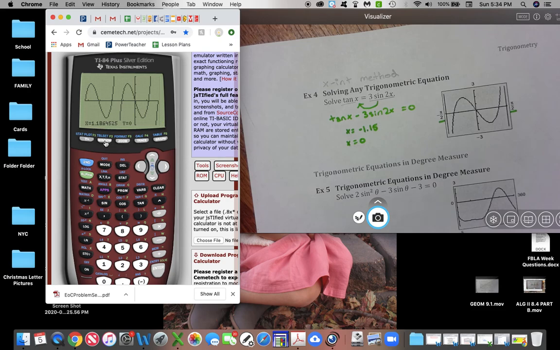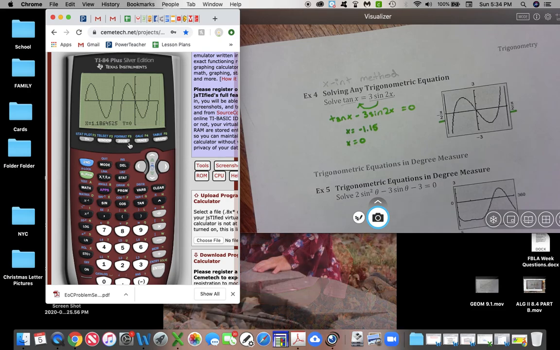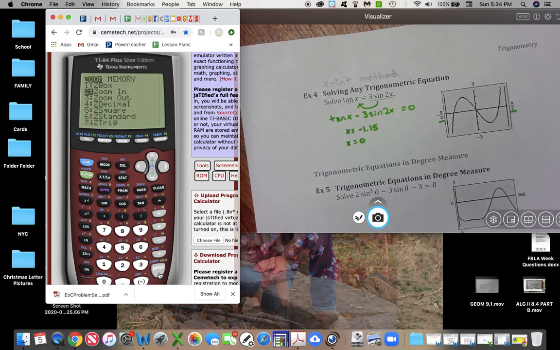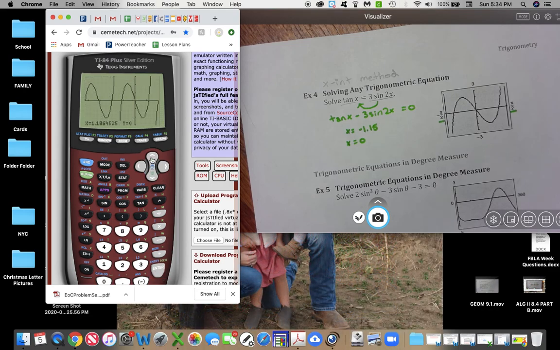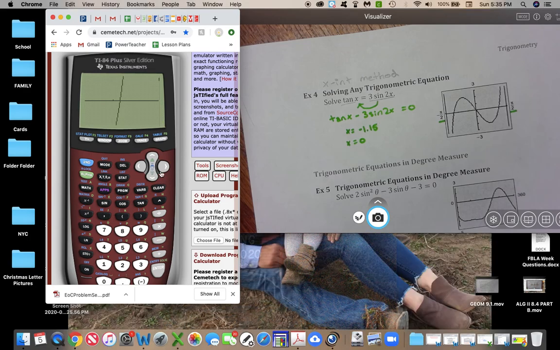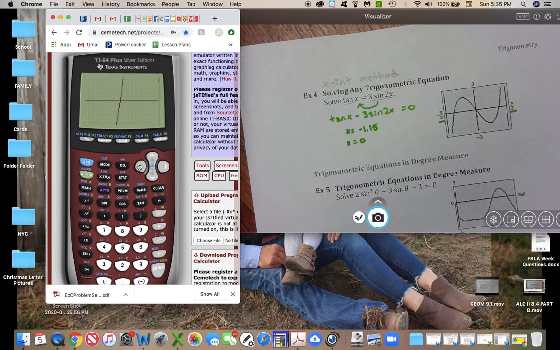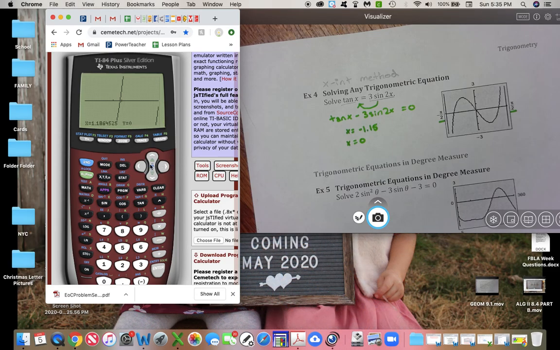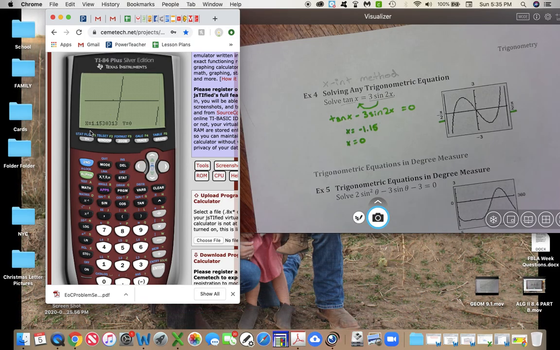Zoom in. There we go. Okay, so I'm zooming in on that spot right there. Enter. Let's see if he is a positive 1.15, which is what I'm guessing he's going to be at. Yes, positive 1.15. Okay, so I've got those 3 places.